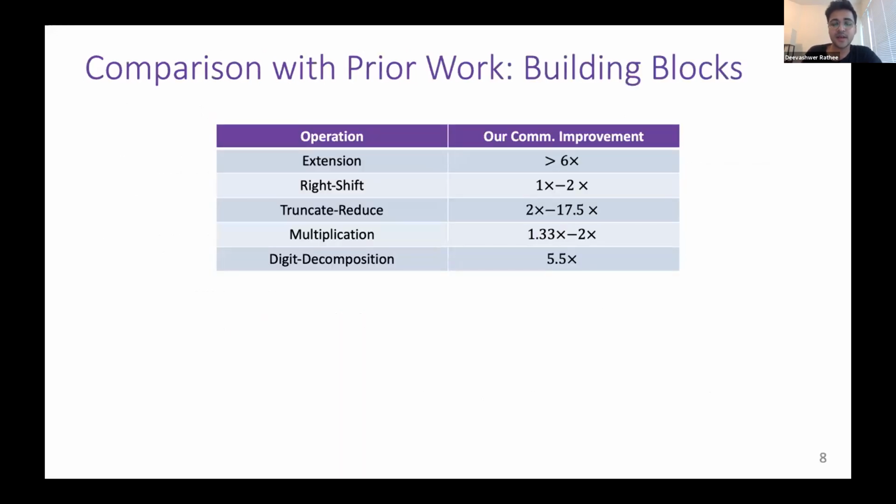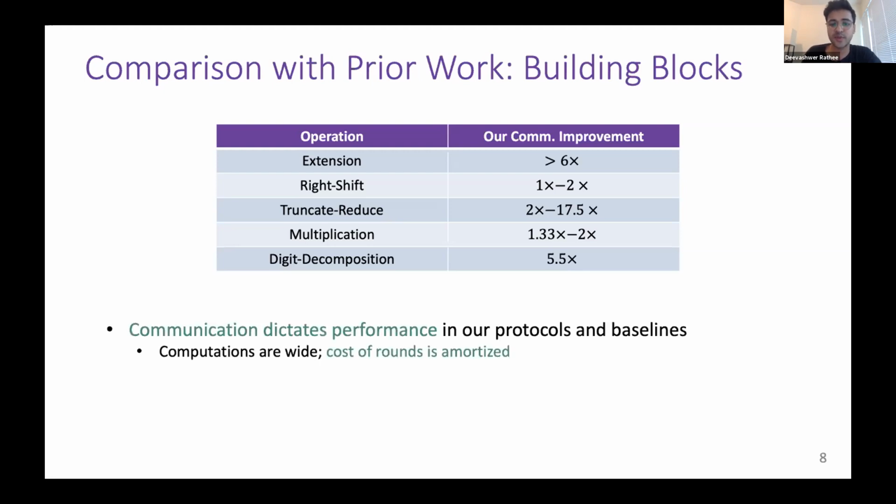Okay, now let's see how our protocols for these building blocks perform against the existing baselines in terms of communication. For extension and digit decomposition, we are around 6 times better. For right shift and multiplication, we are up to 2 times better. And for truncated use, which is used much more often than right shift, our improvements are much larger, going up to 17.5 times. I'm focusing on communication improvements here because communication dictates the performance in our protocols as well as the baselines, as the computations are wide enough in the ML models, and the cost of rounds is thus easily amortized.